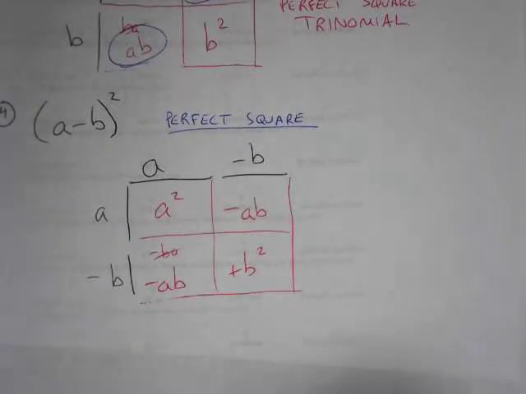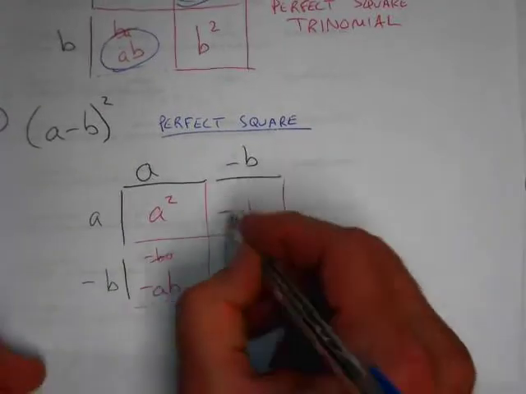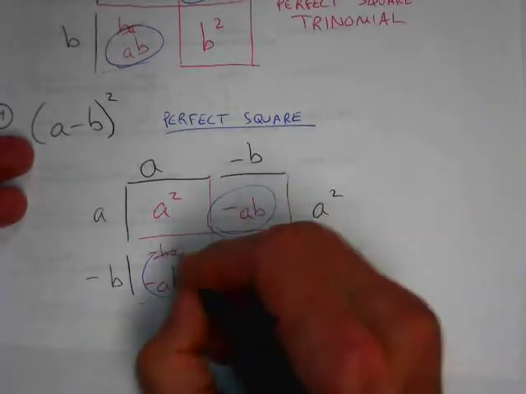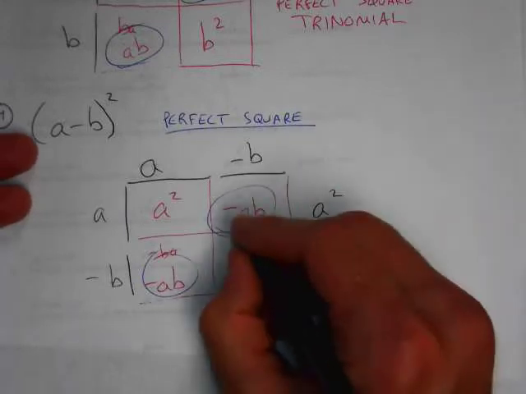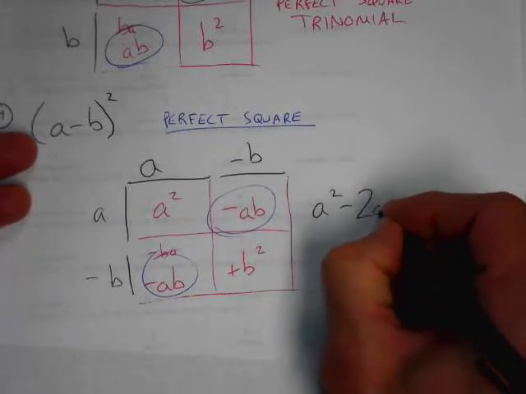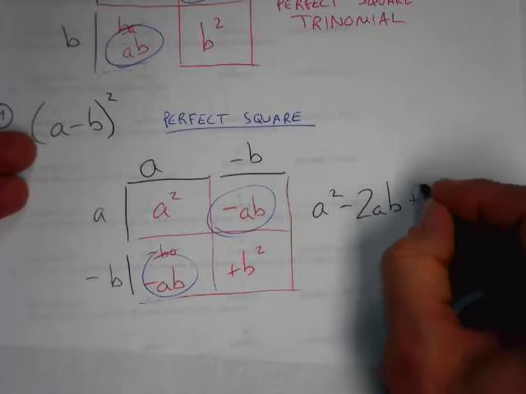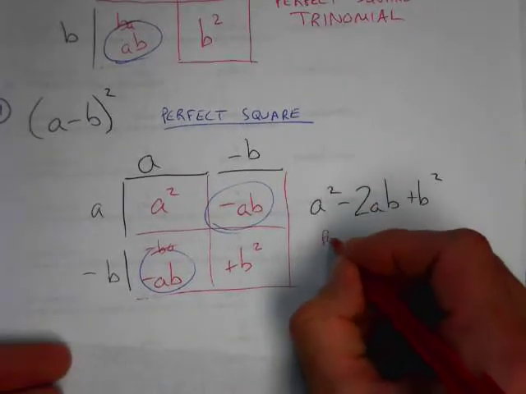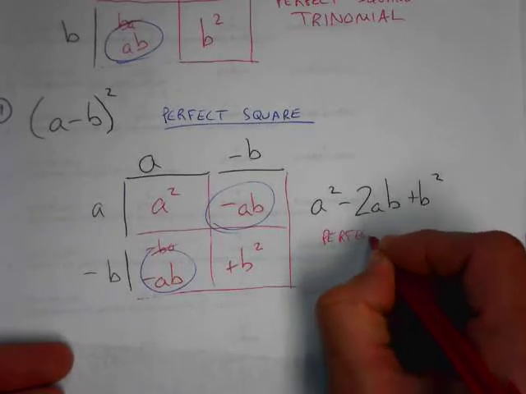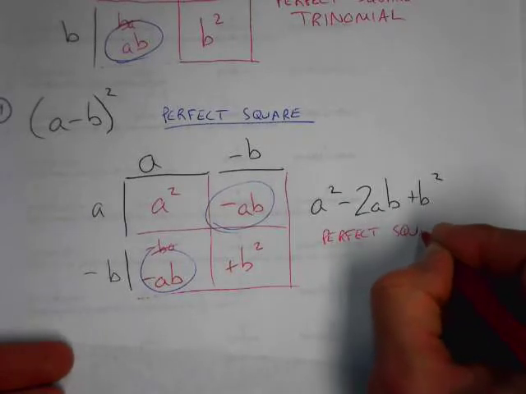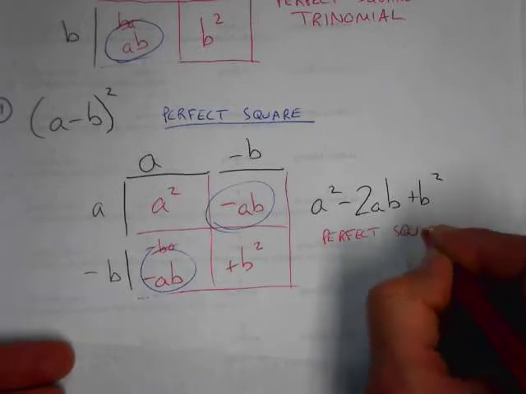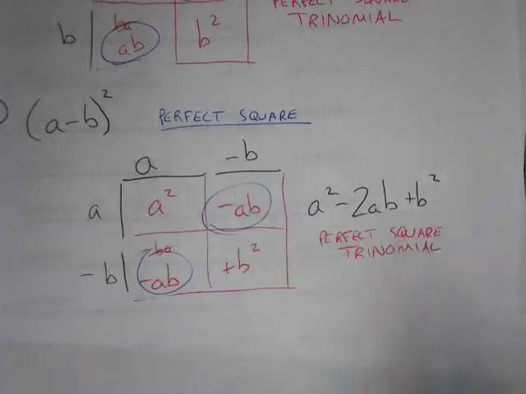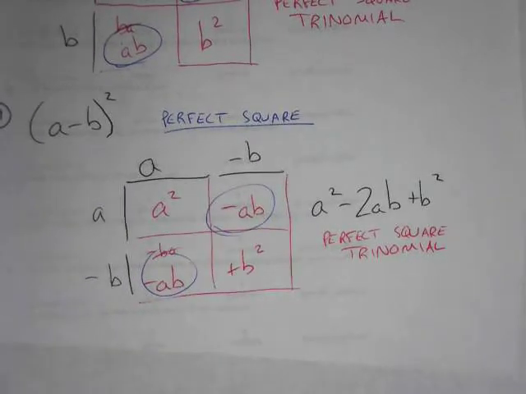So what do we actually have? We have our like terms here. And then we end up with a squared. Minus one of these, and minus one of these, is minus 2 of them, right? So it's minus 2ab, and then plus b squared. And again, this is also a perfect square trinomial. And we'll get back to this in a later unit, okay? But for this unit, this is just good to know. So remember, if we multiply perfect squares, we get a perfect square trinomial.